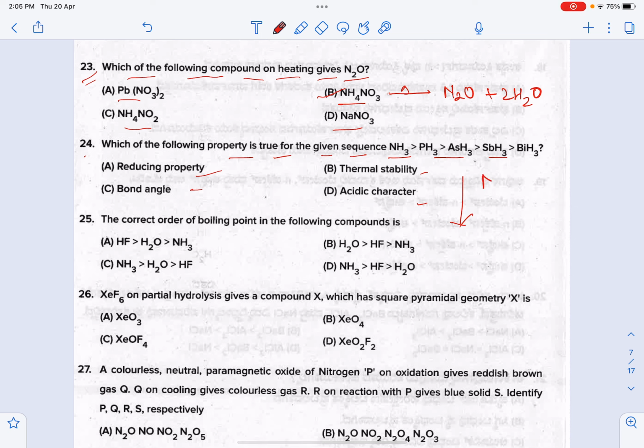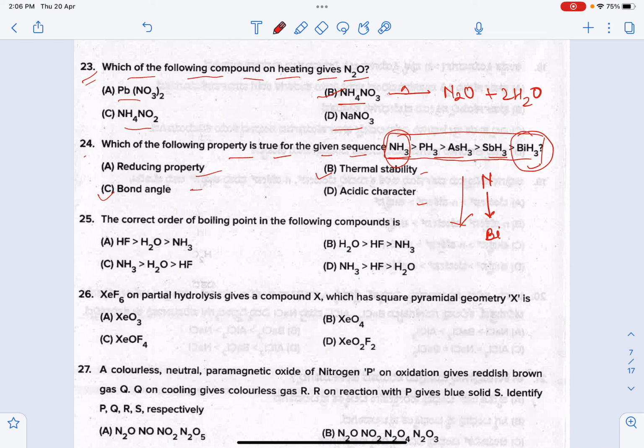So this will be correct only for thermal stability. As we move from nitrogen to bismuth hydride, thermal stability will decrease. This question has two correct answers: bond angle also decreases. Acidic character does not decrease, it increases. Ammonia is more basic, and bismuth hydride will be more acidic. So the correct options are B and C both.